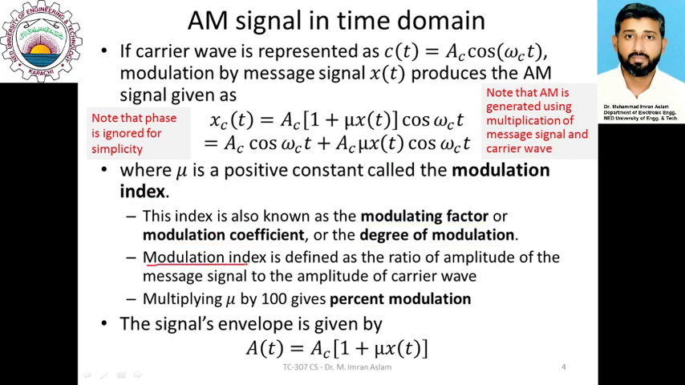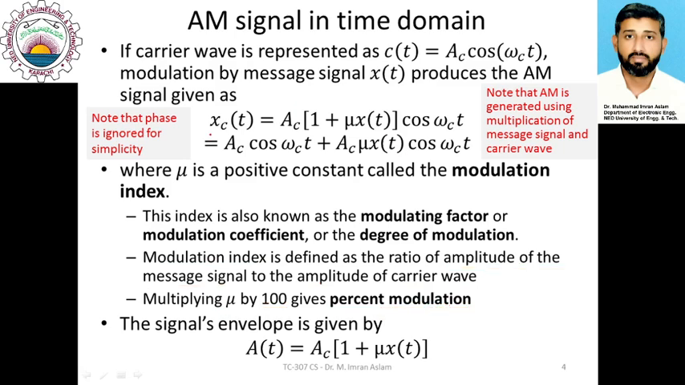Practically, this modulation index mu is defined as the ratio of the amplitude of the message signal to the amplitude of the carrier wave. So if we divide the maximum possible amplitude of the message signal by the amplitude of the carrier wave, we get the modulation index. Most commonly we represent this modulation index as percent modulation, so we simply multiply mu by 100 to get a percentage value.